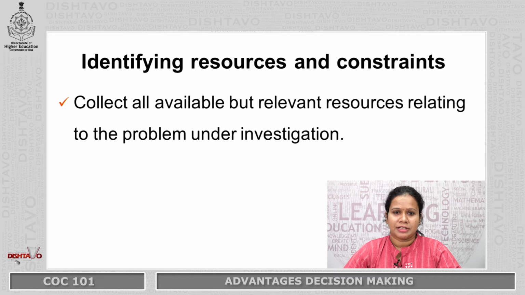After the problem is identified, second step is identifying resources and constraints. Now, what do you mean by resources? Anything which helps the manager in taking a decision is called a resource. Take for example, man, machine, material, which can be considered as resources. And what are constraints? Constraint is something which stops management from taking the decision. Take for example, time factor, technical problem, etc.